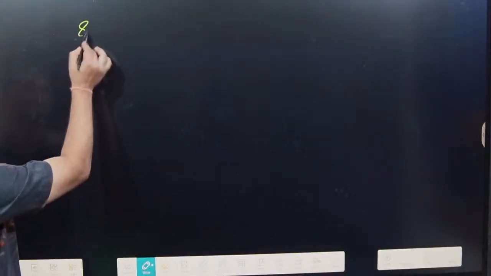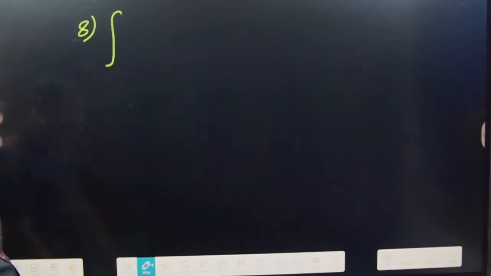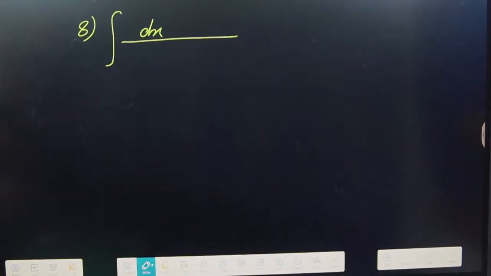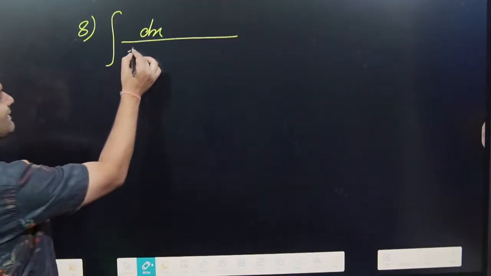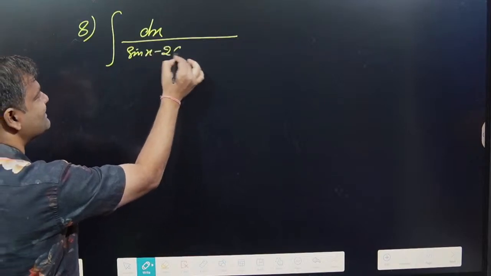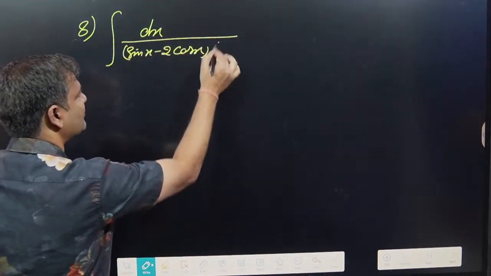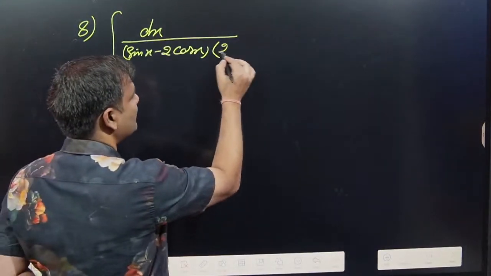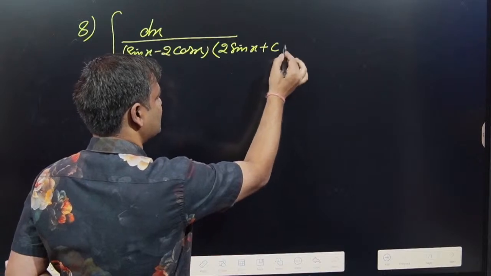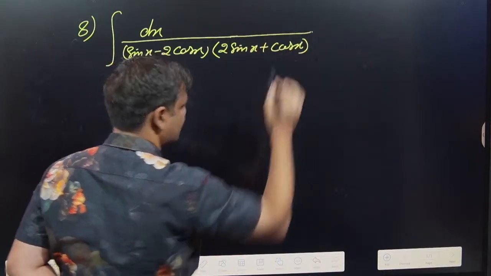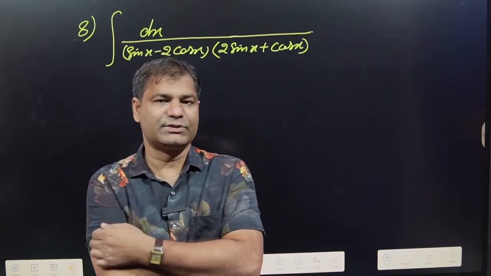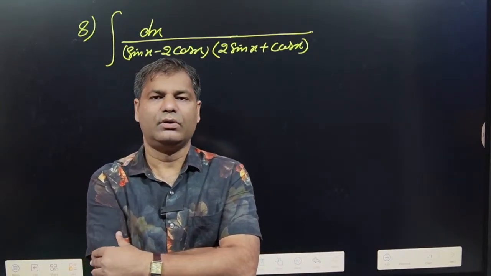Question number 8, the last problem. Okay, this one is the last problem. Integration of dx divided by (sin x minus 2 cos x) into (2 sin x plus cos x) is given. Then how can we solve it?